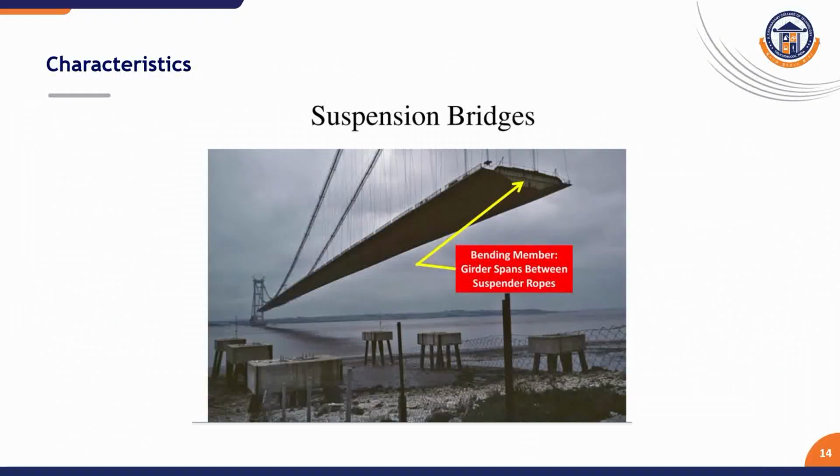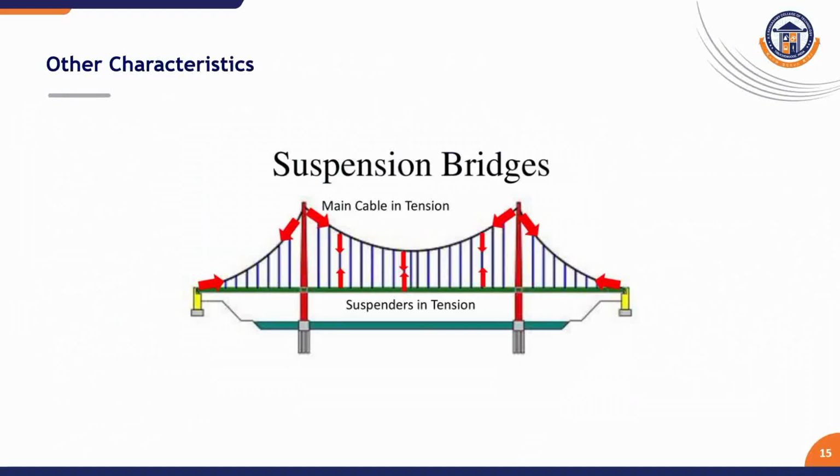Some other characteristics of suspension bridges are, in addition to the flexibility, suspension bridges can be designed to sway slightly, which helps with dynamic loads like wind or traffic. But the same features can also make them vulnerable to oscillations if not properly damped.